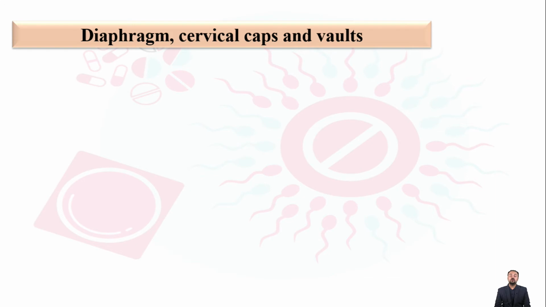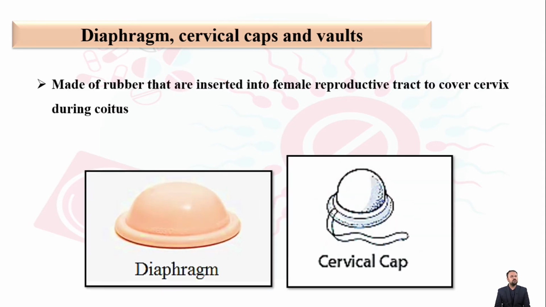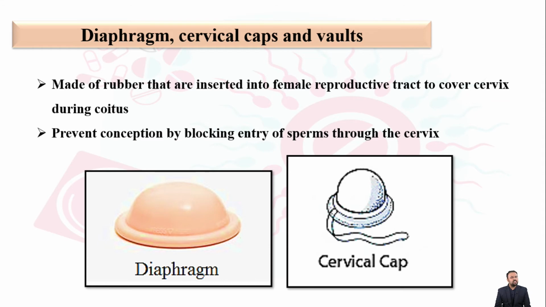Now students, condoms are generally used by males, whereas what you see here, that is the cervical caps, are generally used by females. Students, these are also made up of rubber, and they are inserted into the female reproductive tract to cover the cervix before coitus. Students, these particular devices prevent conception by blocking the entry of sperm through the cervix.